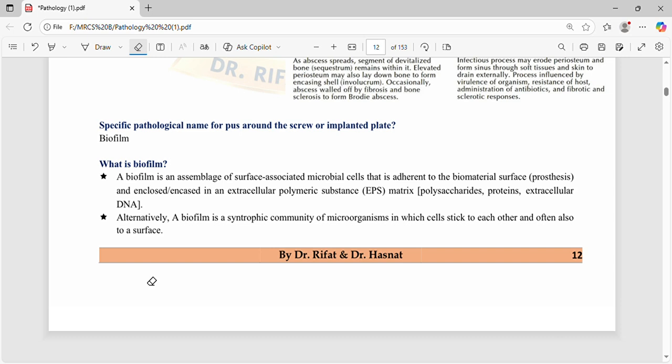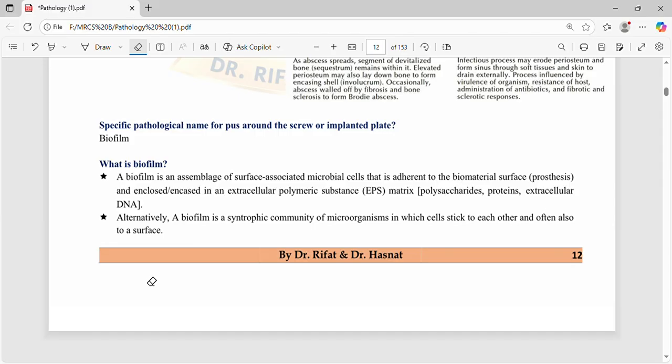Okay, so this is the continuation of the osteomyelitis chapter of station. So this will be osteomyelitis 2 video. What is the specific pathological name for pus around the screw or implanted plate? This is biofilm.